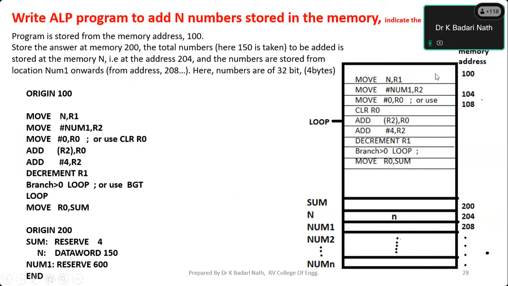So that's why the first word, which contains the first instruction, will go to 100. The second word address is 104, the third is 108, which is why 4 addresses constitute one word.